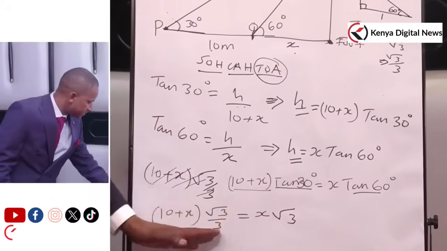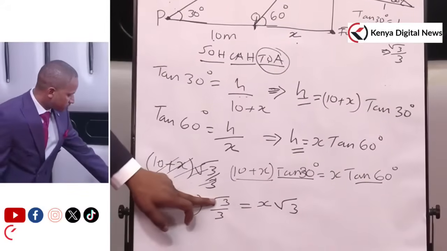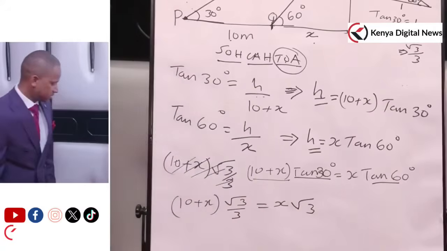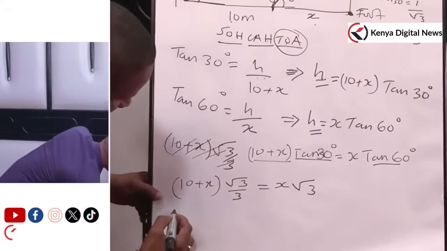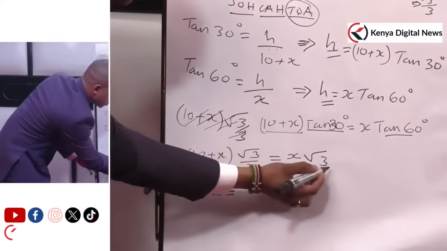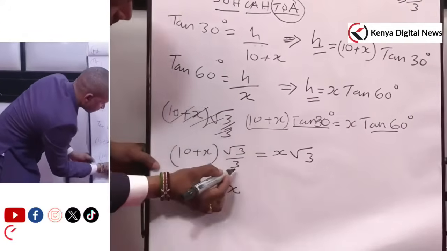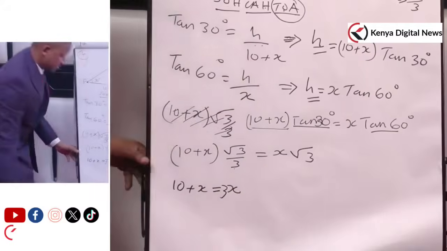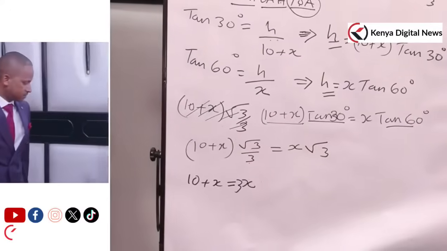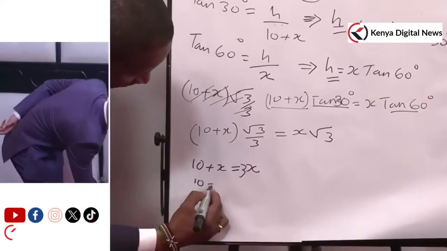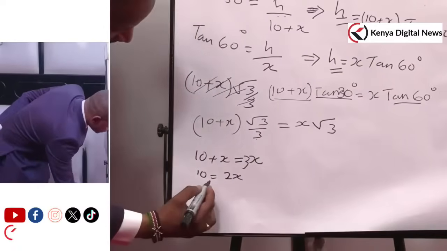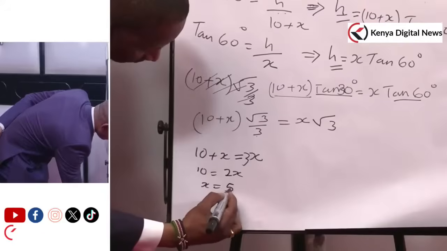So in solving this, what is common here is root 3 and root 3. So root 3 can cancel root 3. So here we have 10 plus x equals root 3 cancels root 3, you remain with x, then cross multiply by 3 on both sides, equals 3x. When you solve this, so therefore 10 equals 2x. When x crosses to the other side it becomes minus x. So x equals 5.